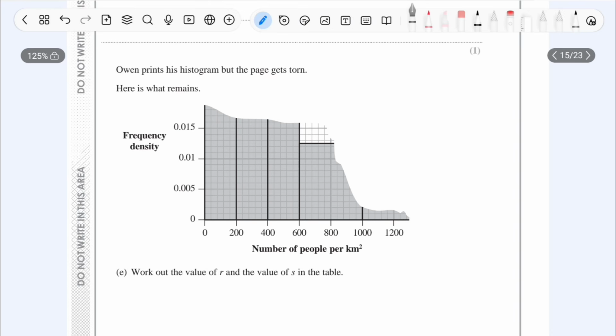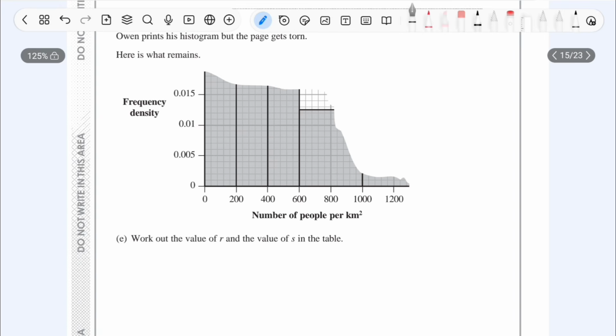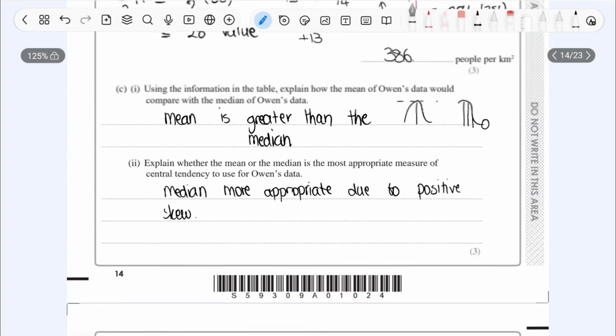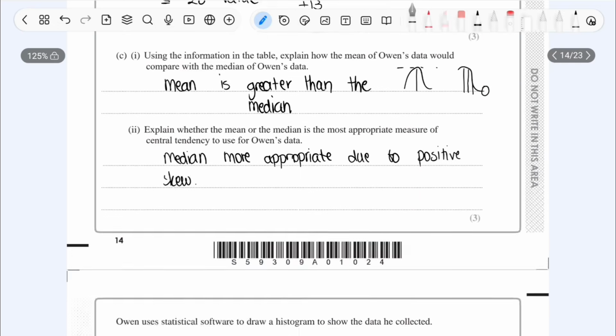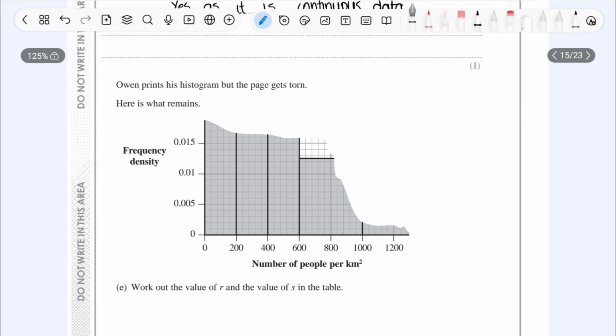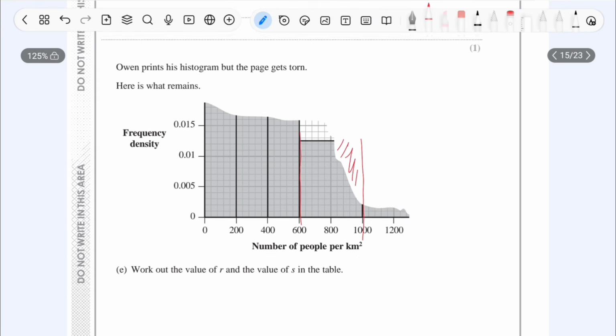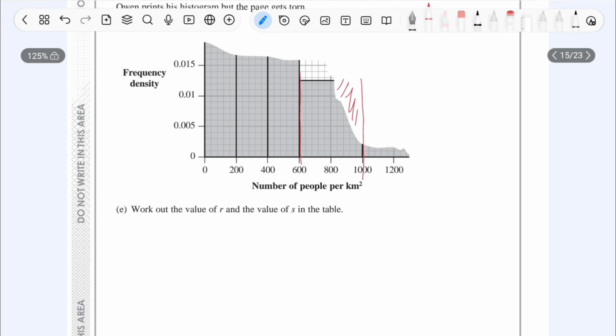Owen prints his histogram, but his page gets torn. Here is what remains. Work out the values of R and the value of S in the table. Okay, this looks harder than it actually is, so I'm going to go back to the actual table. Now, the parameters for R was the intervals of 600 and 1000. So we're looking at everything bound by this part here. So the idea is we want to get the remaining area. Now, this is frequency density and the number of people.